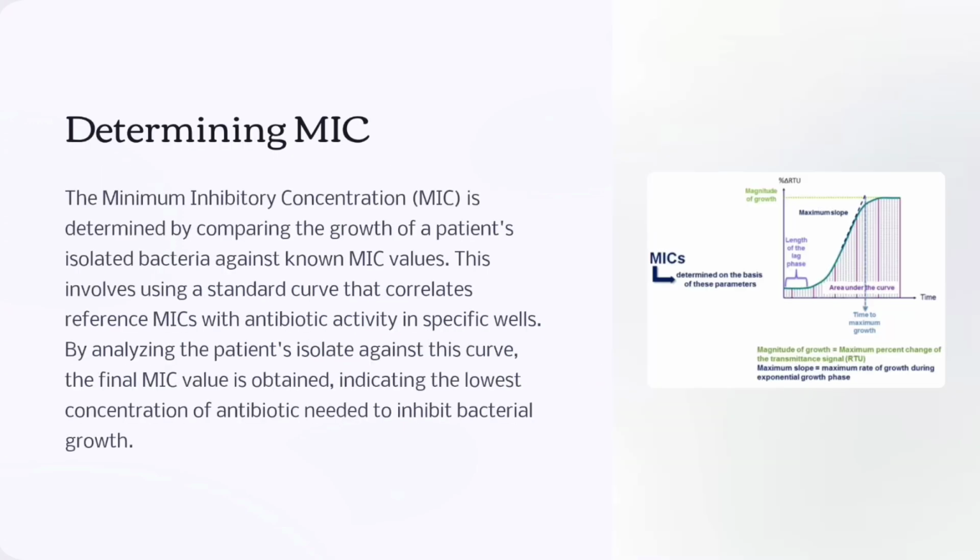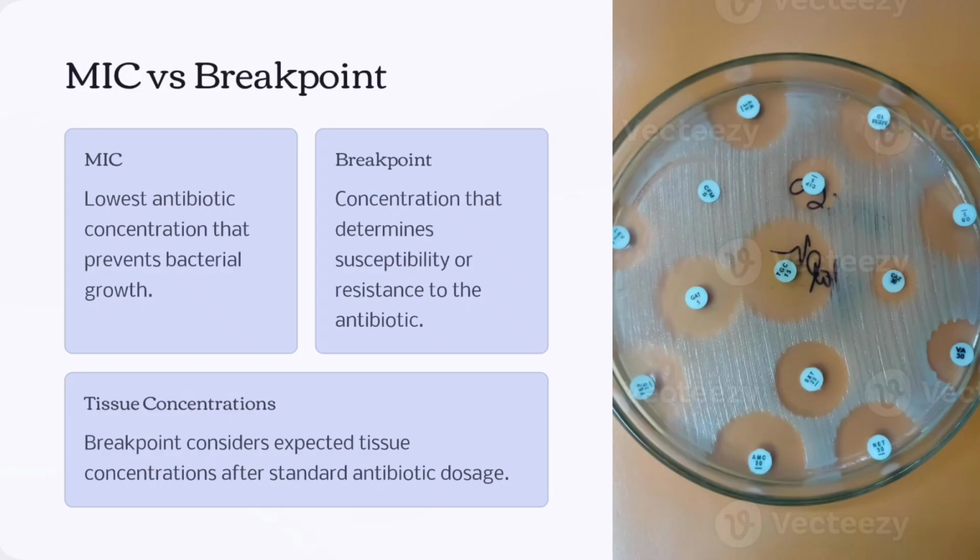Now, how do we determine MIC? It is also an automated process which depends on multiple factors. It involves comparing the patient isolate growth to known MICs using a standard curve, relating reference MICs to antibiotic well activities, and finally analyzing the patient isolate against this curve to obtain the final MIC value. I am not going into detail on this because I don't think it is necessary for us, since it is automated. So let's move forward.